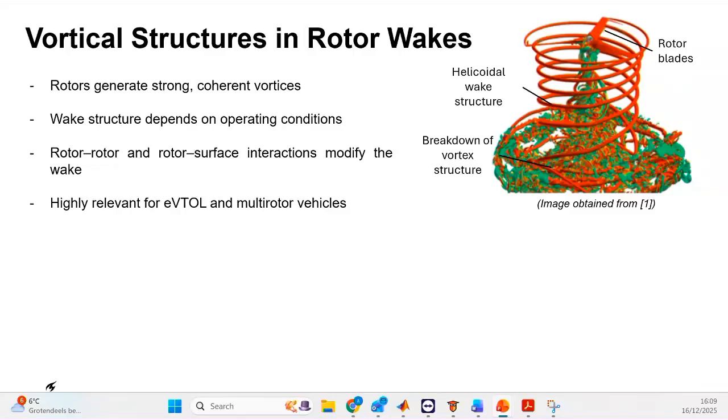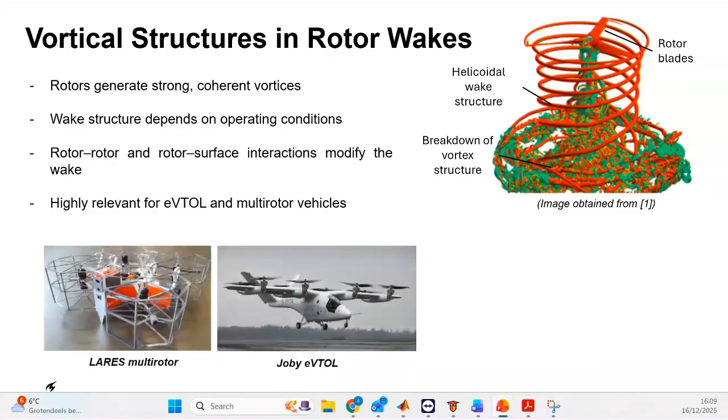Now the question is, why do we want to study the vortex structure of this kind of wake? We want to focus on rotor wakes because we are interested to know what is happening in the new concepts of rotor configuration. In particular, we focus on multi-rotor and also eVTOL.